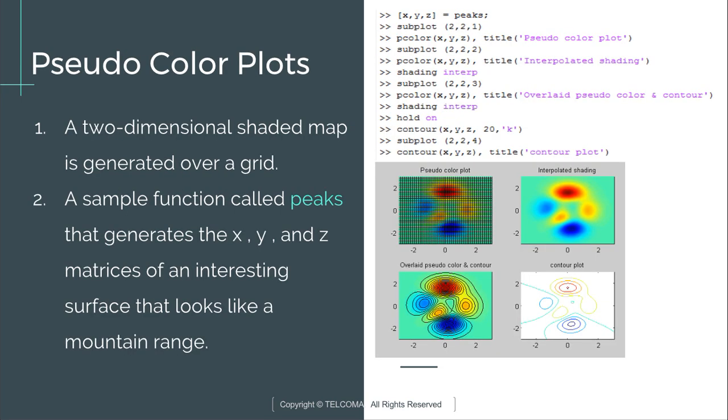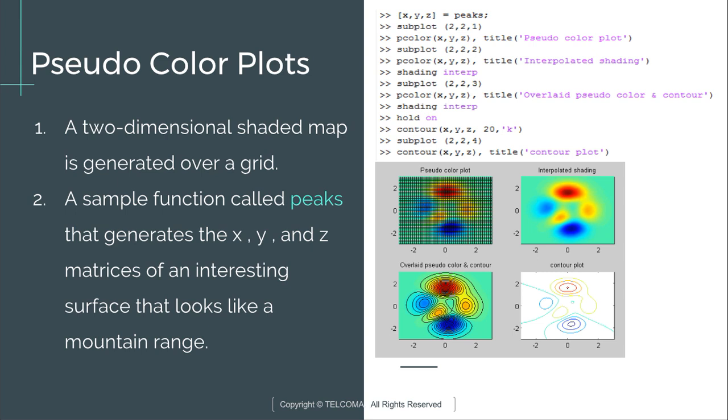Next is pseudo color plots. It is a two-dimensional shaded map which is generated over a grid. There is a sample function called peaks that generates the x, y and z matrices of an interesting surface that looks like a mountain range. So for that the pcolor command is used. So here is the function I have written here, x, y, z equals peaks.